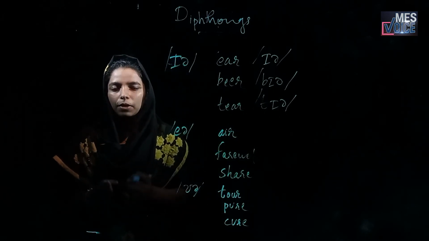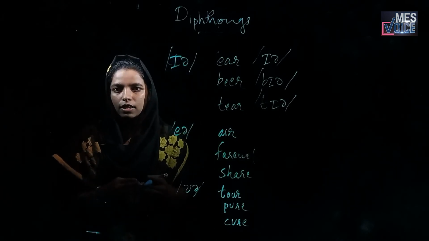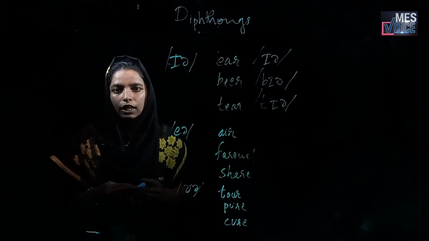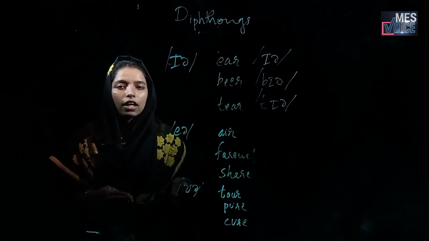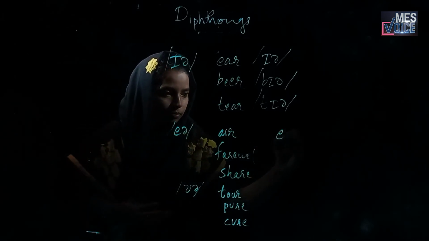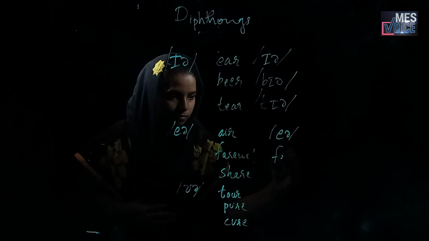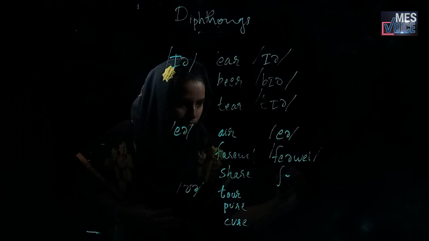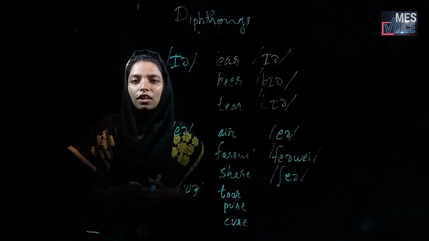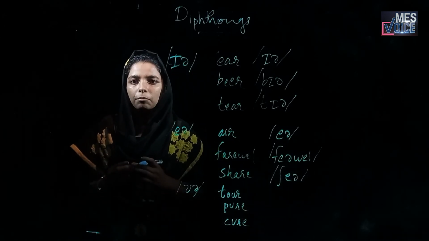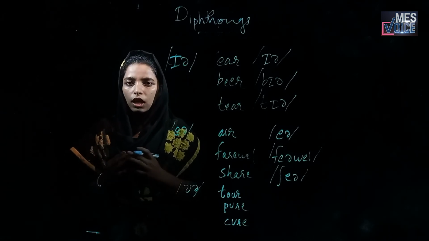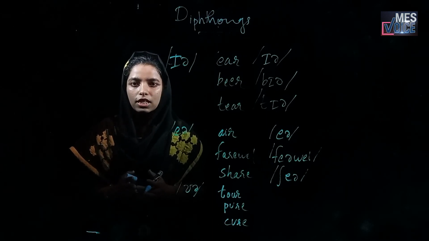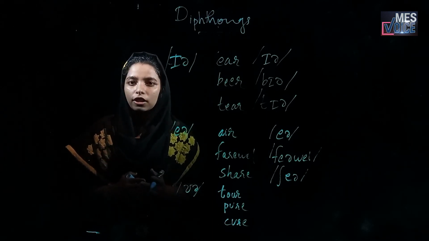Air is the vowel that begins in the sound a and ends in the sound a. Air occurs initially, medially and finally in words like air, farewell and share. Now the last diphthong ua begins with the sound u, which is a rounded vowel, and ends in the sound a. Thus we have ua in words like tour, pure and cure.